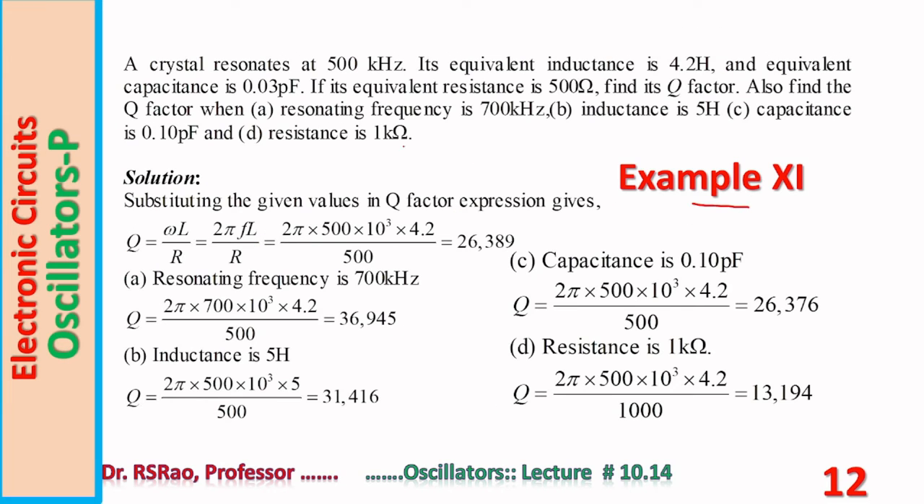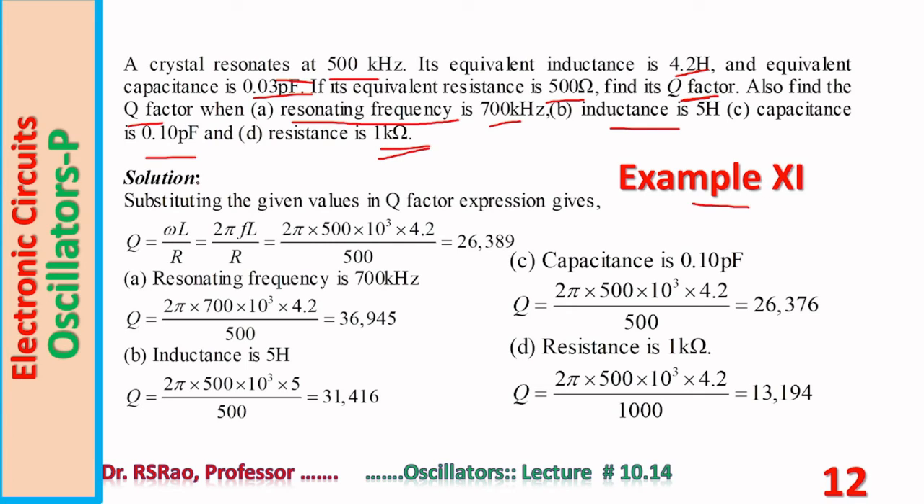Another problem, example 11. A crystal resonates at 500 kilohertz. Its equivalent inductance is 4.2 Henry. Equivalent capacitance is 0.03 picofarad. Its equivalent resistance is 500 ohms. Find its Q factor. Also find Q factor when a resonating frequency is 700 kilohertz, inductance is 5 henries, capacitance is 0.10 picofarad and resistance is 1 kilo ohm.